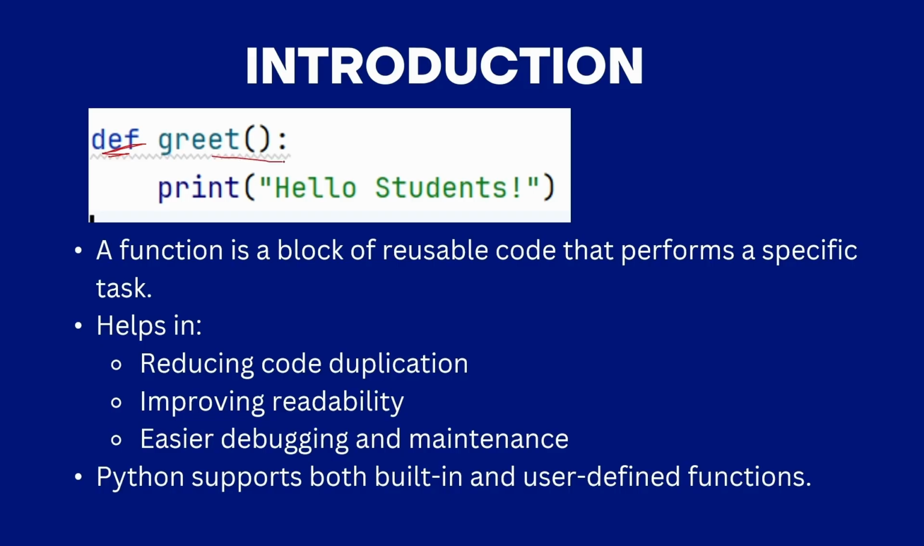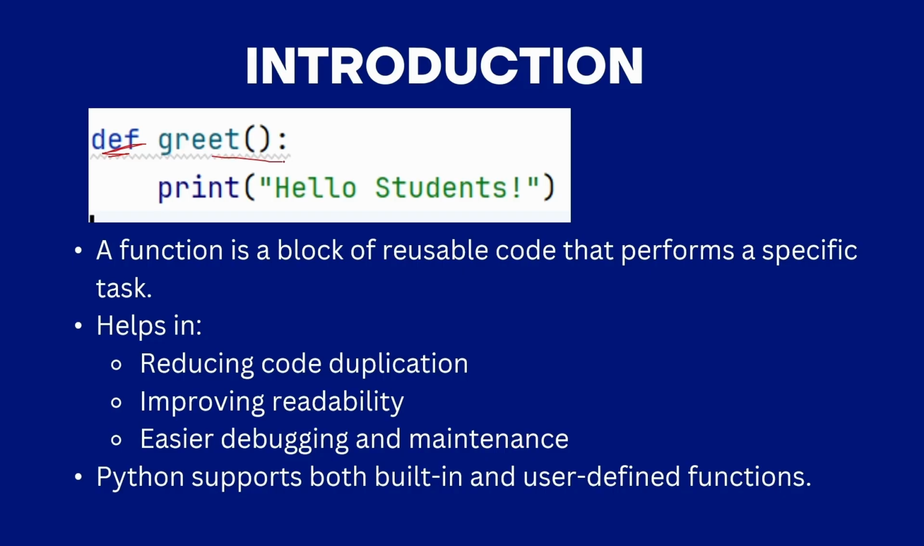Okay. So why do we need a function? Because it helps in reducing code duplication, improving readability, and easier debugging and maintenance. We create a function so that whenever we call that function, we can execute the commands that are written under that function. So we do not have to write the same code again and again everywhere. We can just call that particular function every time we want to execute that code, and this helps in reducing code duplication. So Python supports both built-in and user-defined functions.